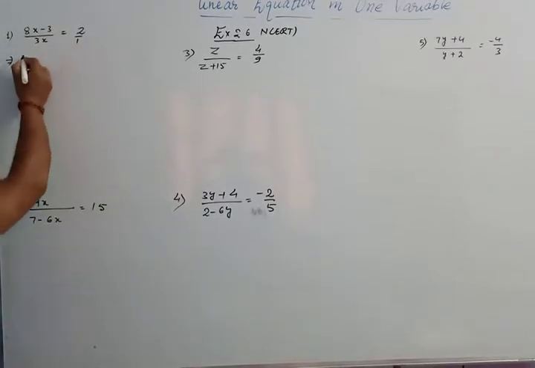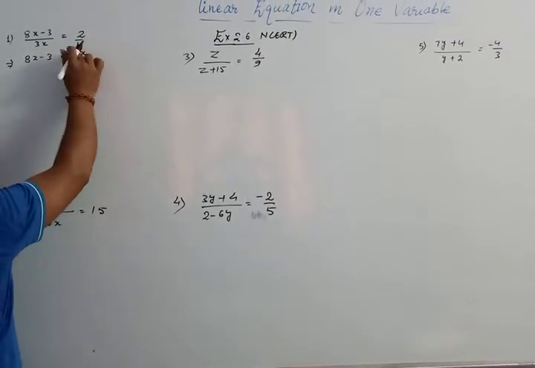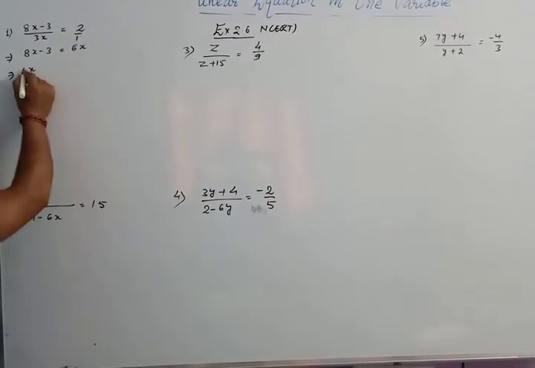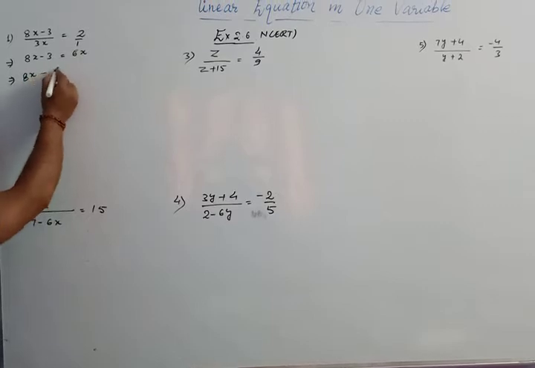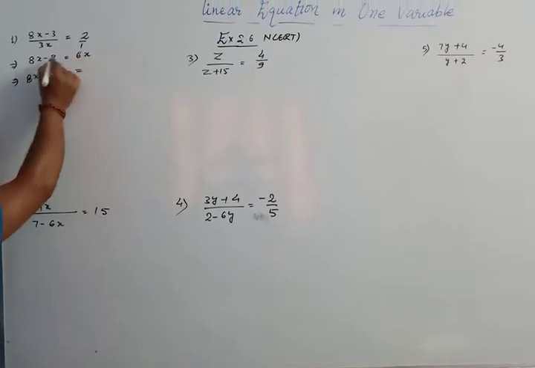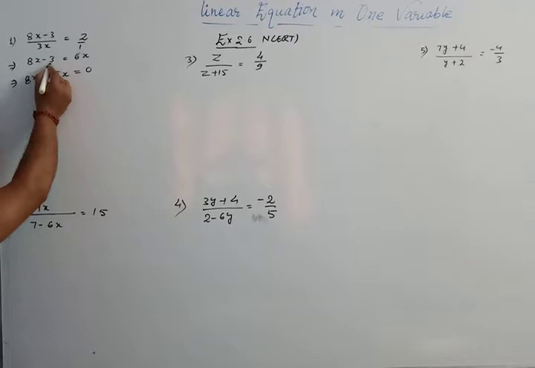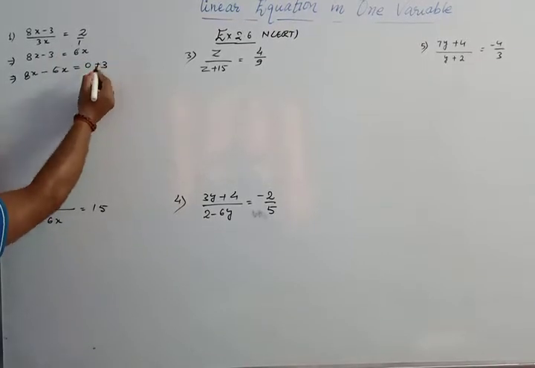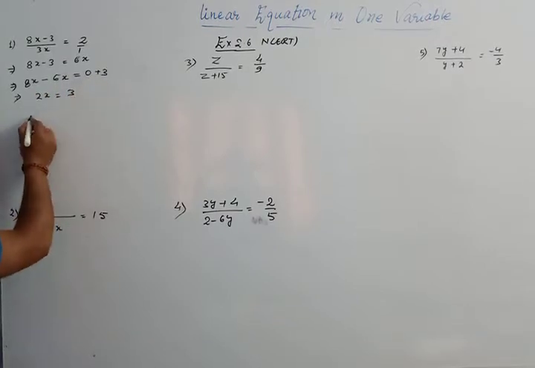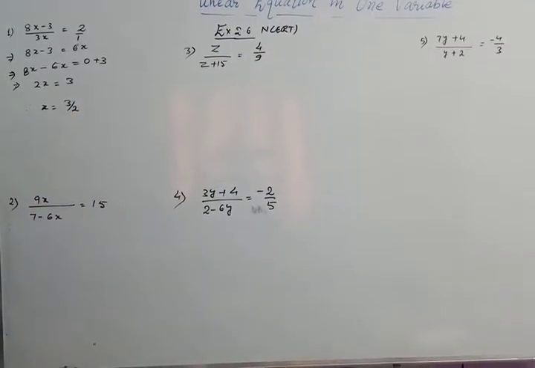If you multiply it by 1 you will get the same one. If you multiply by 2 it becomes 6x. Now bring 6x here, means you transpose 6x this side, it becomes minus because here it is plus, and transpose 3 this side. Here will be left 0. Here minus 3, if it is transposed this side it becomes 3. Now subtract: 2x is equal to 0 plus 3, 3. Therefore x is equal to 3 upon 2. This is the solution of the given equation.